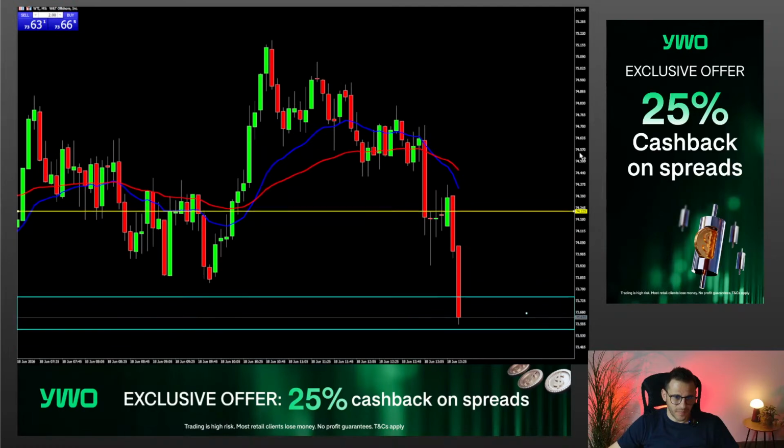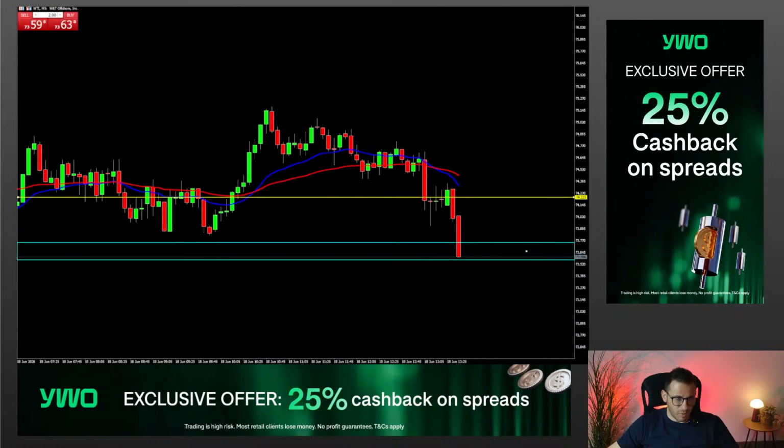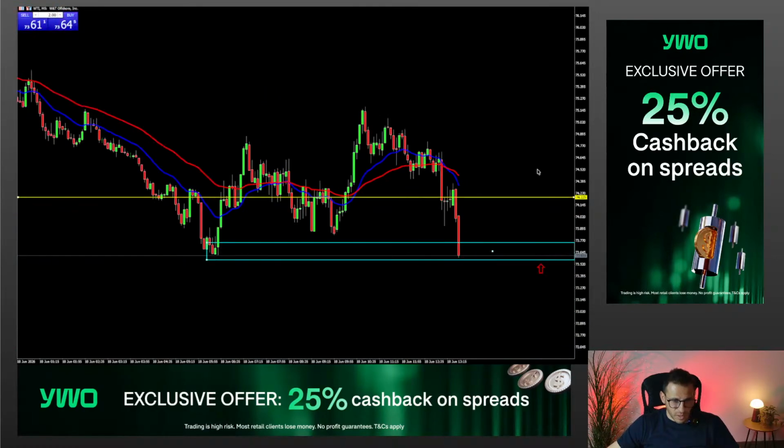Five-minute. You see, the lower the time frame you look, the more detail you see on the chart. It doesn't go through. What time is it now? We still have another couple of minutes until this will finish.